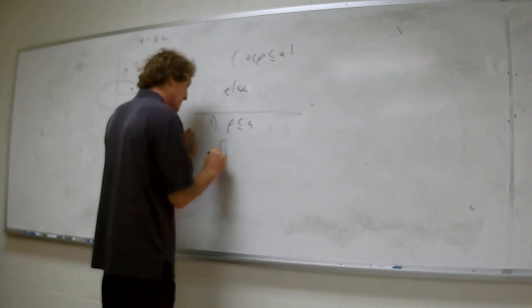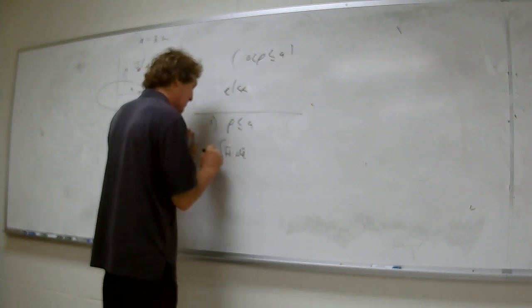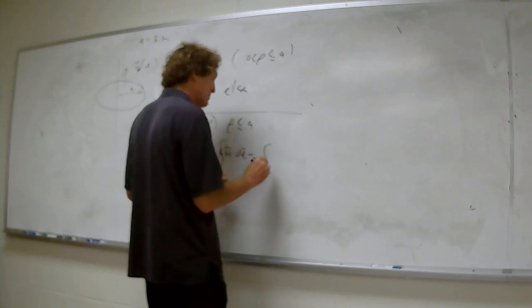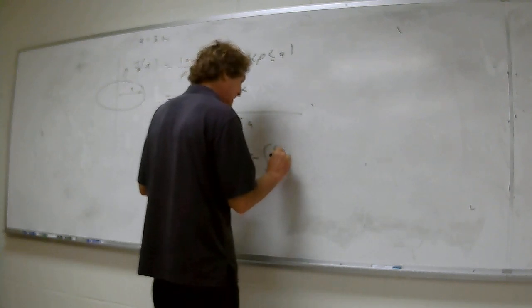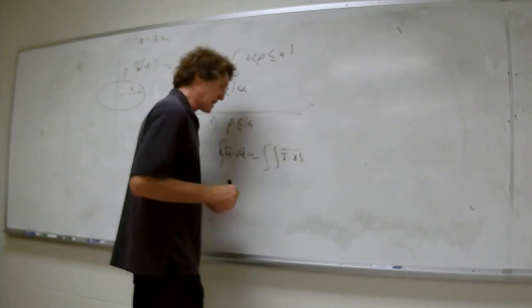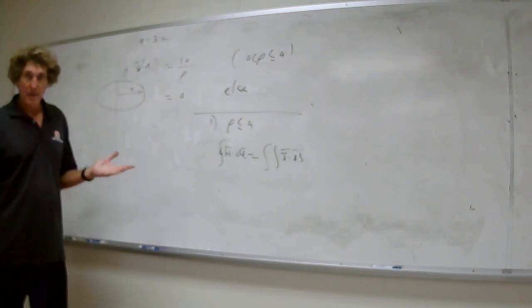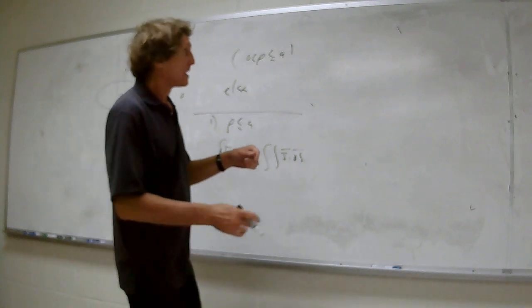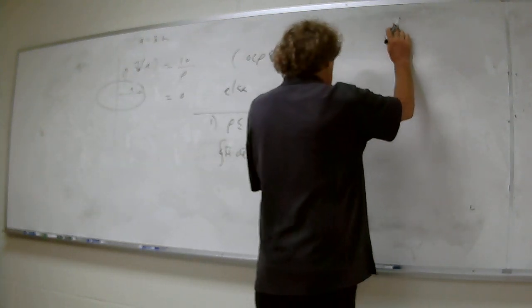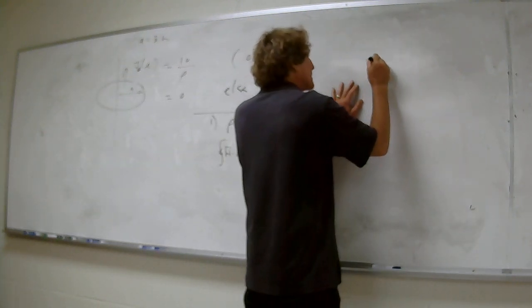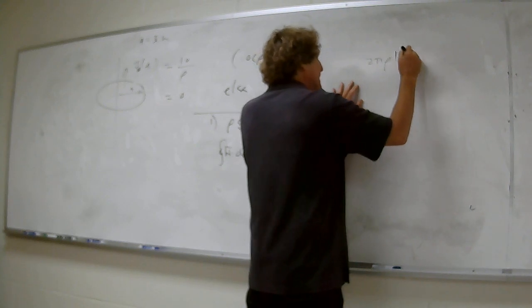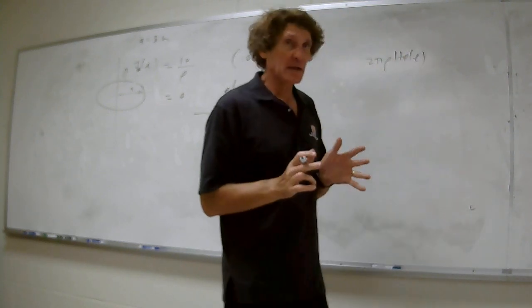I know that the integral of H dot dl around a closed loop has to be equal to the integral of J dot ds inside that region, and we're stipulating rho is less than A. When I do the integral of H dot dl, that will come out to be 2 pi rho H phi as a function of rho, and I think everybody got that right.